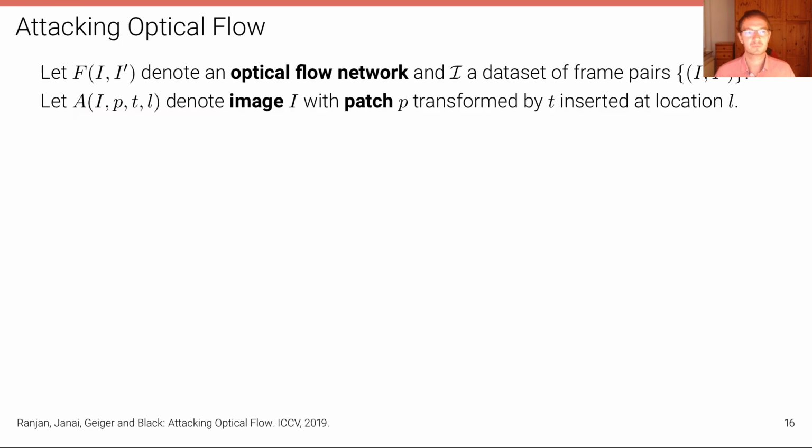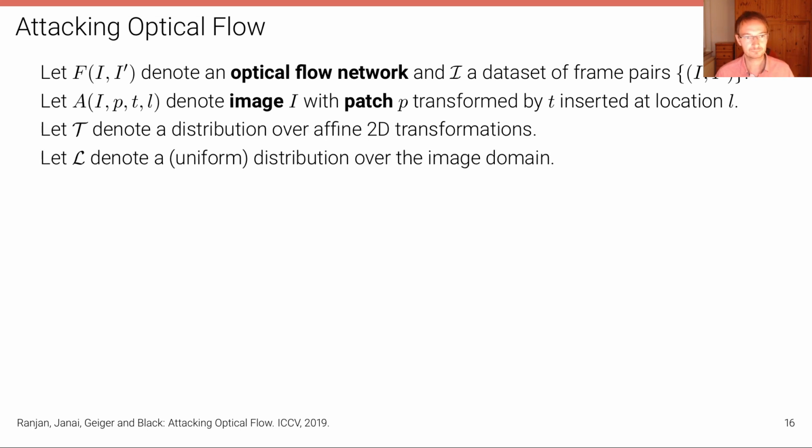To formalize this, let f of I and I prime, which are the input images, the two frames, denote an optical flow network, and calligraphic I is the data set of all frame pairs. And let A of I, P, T, L denote the image I on which a patch P has been inserted that is transformed by some affine transformation T that is inserted at location L. So T and L describe the transformation. And let T denote the distribution over all possible affine 2D transformations of the patch. And let L denote a uniform distribution over the image domain. That is where we insert the patch.